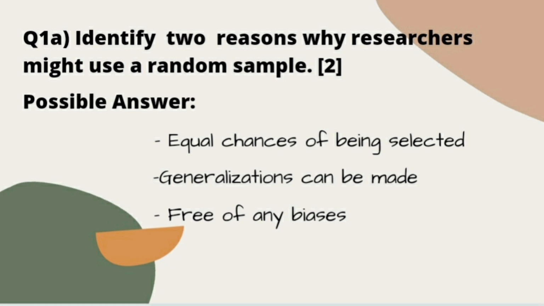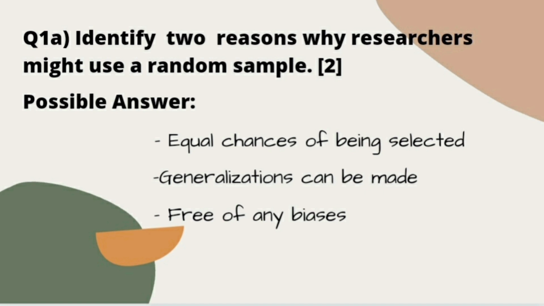So we move with question number 1, part A, which says the examiner is asking us, identify 2 reasons why researchers might use a random sample. So there could be many possible answers. So first, in order to break down the question, first we need to analyze the strengths of random sampling. So in random sampling, the respondents or the people who are going to be part of the research have an equal chance of being selected, because as the name suggests, the sample is random.